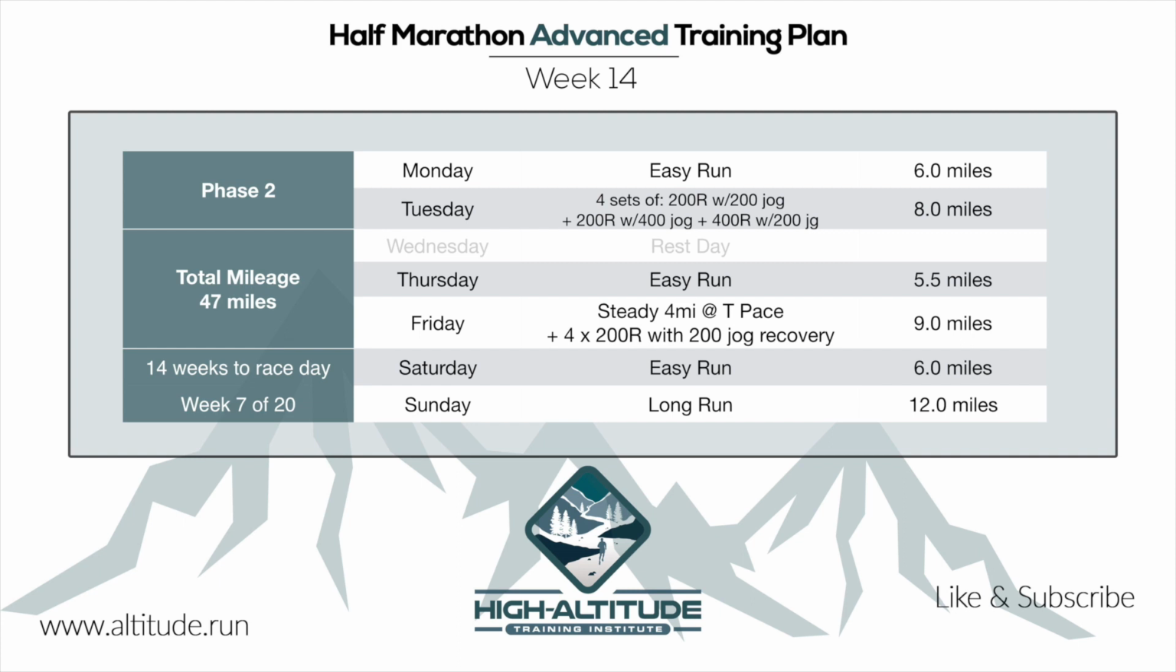Make sure you stretch, make sure you roll everything. And then on Thursday, we're going to take it easy with 5.5 miles. And then on Friday, we'll have 4 miles steady at T-pace, threshold pace. Now that's quite a bit. Again, that's a pretty big workout. And then at the end of it, we're going to do 4 times 200 at repetition pace, followed by 200 meter jog recovery. That's a total of 9 miles, again, which includes 2 miles of warm-up and 2 miles of cool-down.